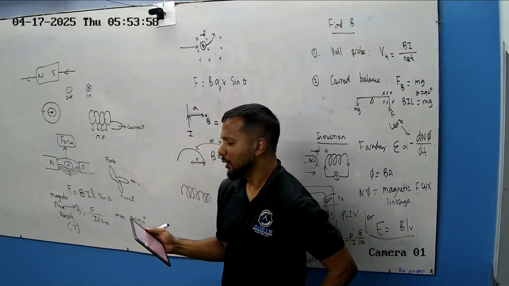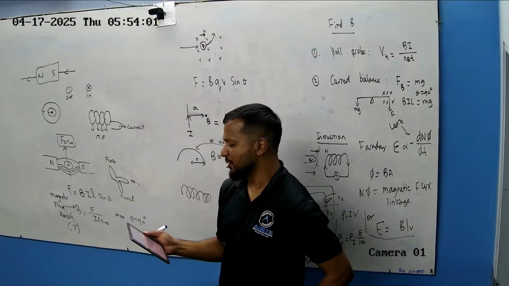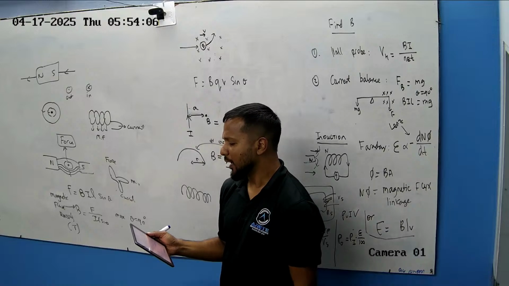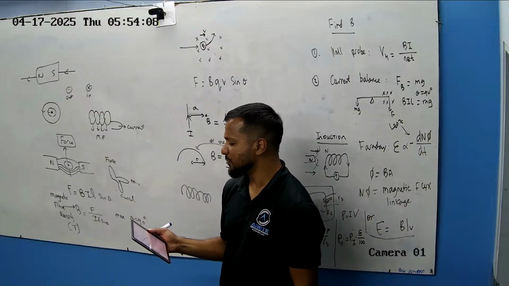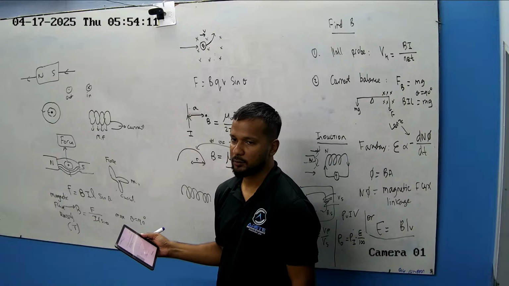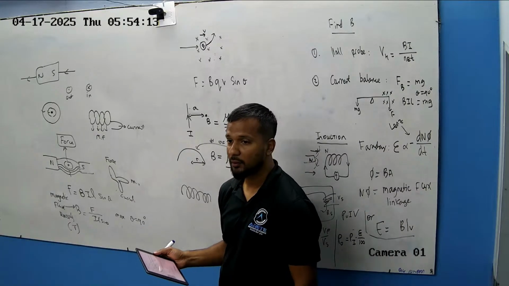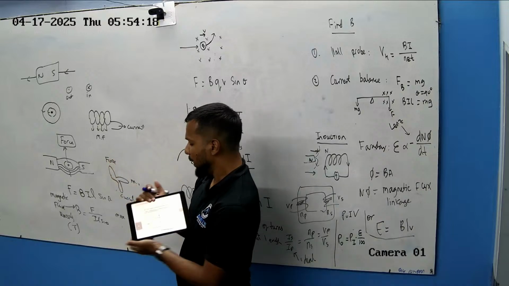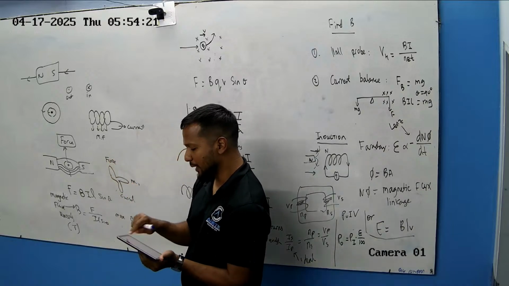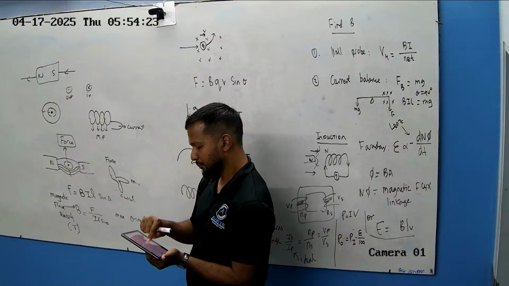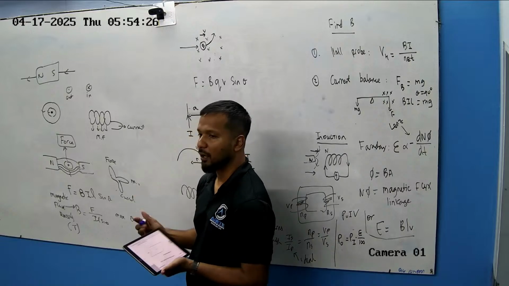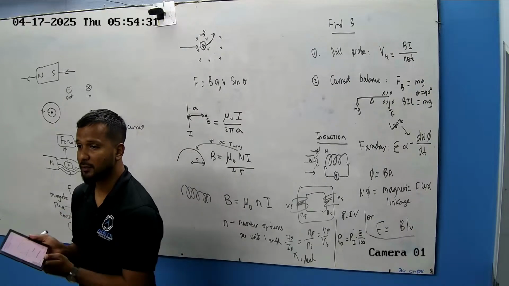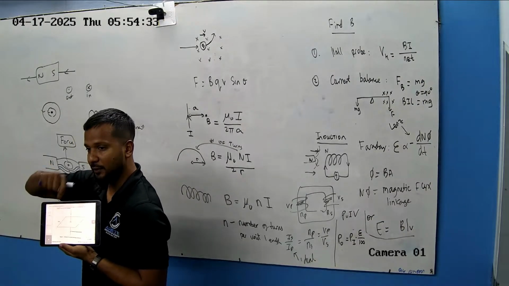Figure 1 shows a section of a current carrying conductor of uniform cross section. Sketch the pattern of the magnetic field around the conductor. Which law is still on the board? Right hand grip rule, right? How will it look? Clockwise or anti-clockwise? Anti-clockwise, yeah. So you're drawing circles here, anti-clockwise.